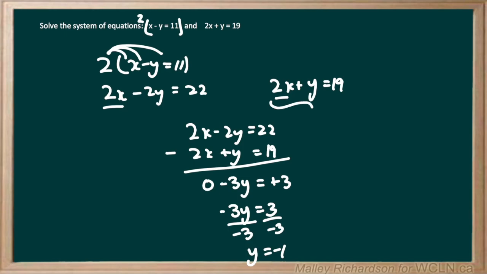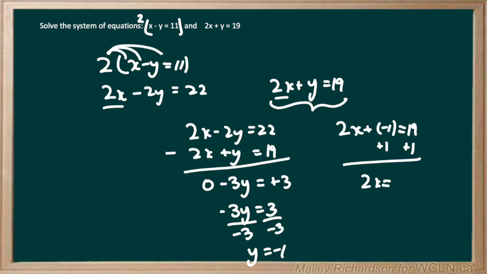So we can use this expression of 2x plus y equals 19, but wherever we see a y, we will replace it with a -1. So we'll have 2x plus -1 equals 19. To get the 2x by itself, we'll add 1 to both sides. So now we have 2x equals 19 plus 1, which is 20. And then to isolate for x, we'll divide both sides by 2, and we're left with x equaling 10.